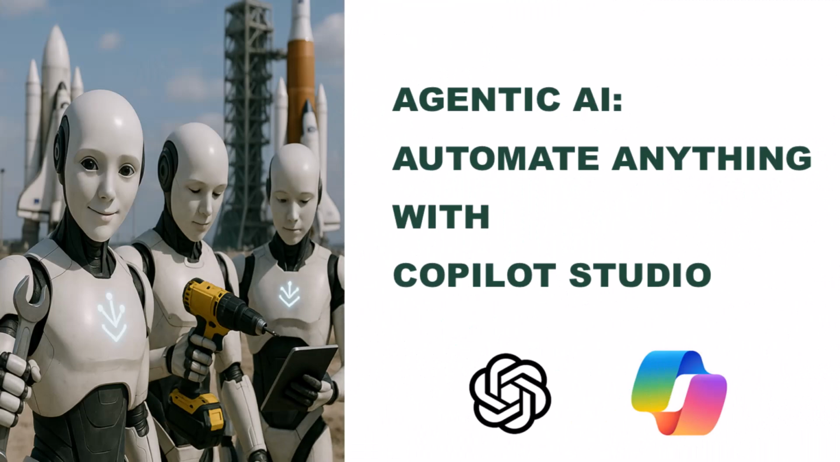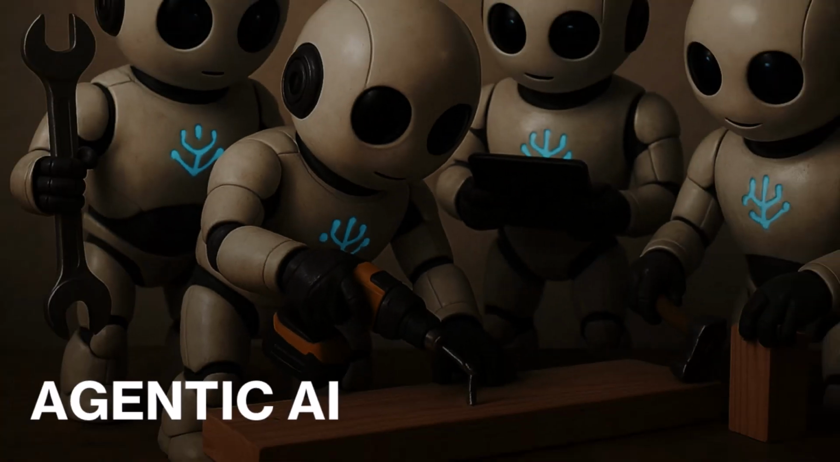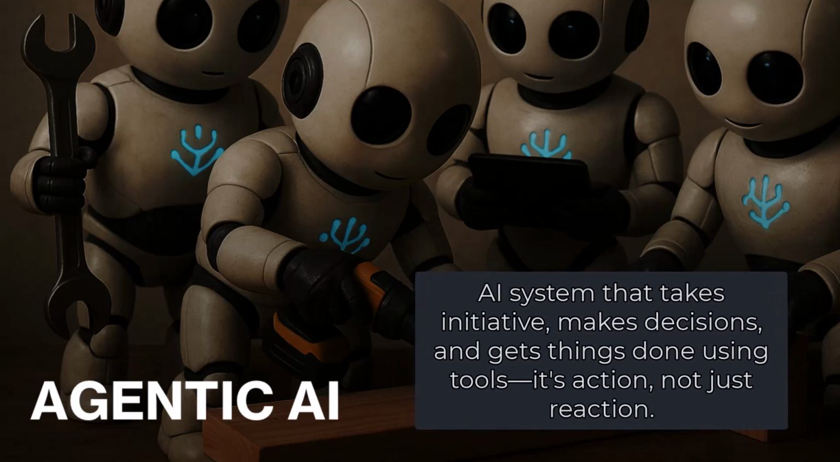Hey everyone! So, you've probably heard the term agentic AI floating around lately, but what does that actually mean? And more importantly, why should you care? Well, think of it like this. Agentic AI refers to AI systems that don't just sit there waiting to answer your questions. These systems can plan, make decisions, take action, and use different tools and services to actually get stuff done. They're not just reacting, they're doing.